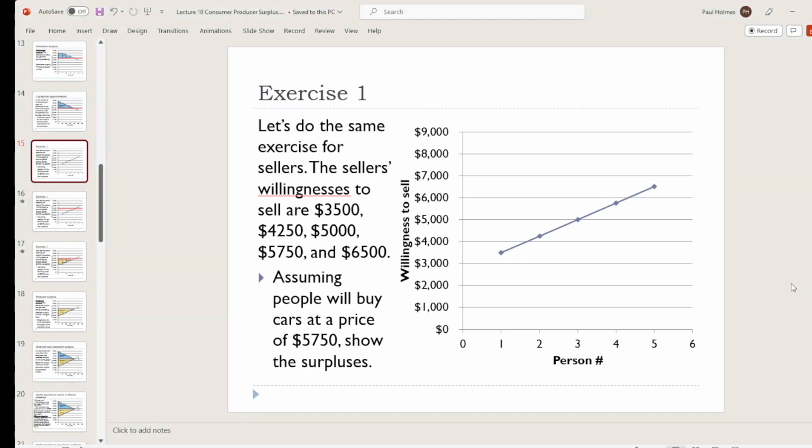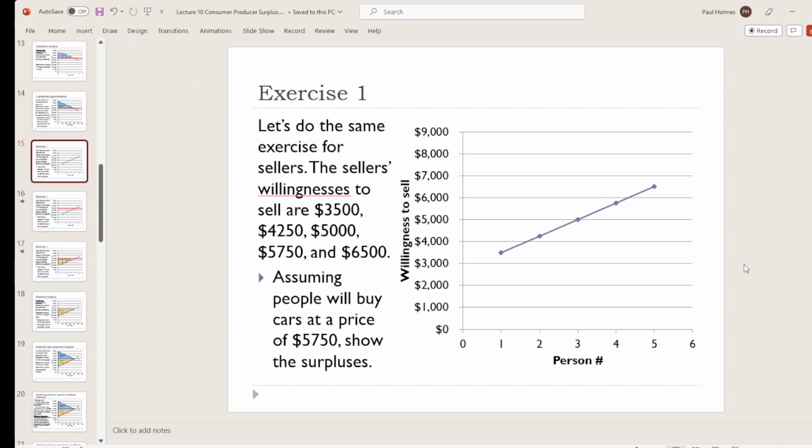So next I'm going to have you do the same for the sellers. Let's have a look at each of the sellers in turn. We'll figure out their economic surplus, we'll figure out a way to show it on the graph, and then we'll extend to the general case where we have lots and lots of people potentially selling.